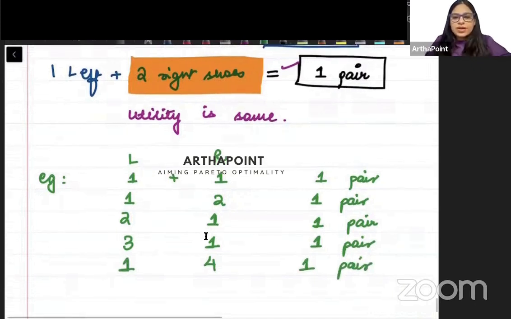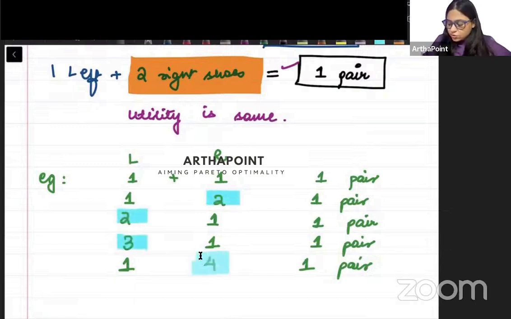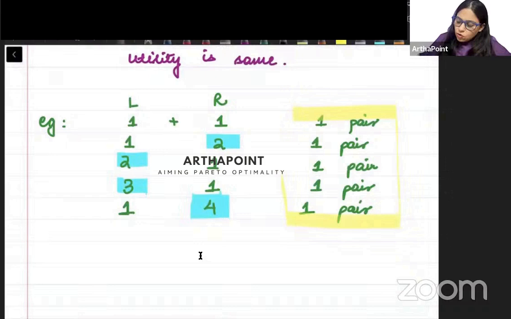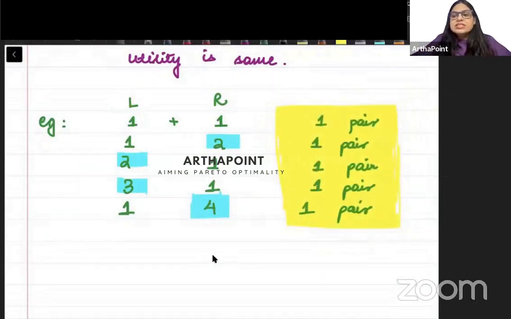Right? Are you getting it? So, adding only an extra right shoe or only a left shoe, without adding the other one, is going to give me the same level of satisfaction, because at the end of the day I just have one pair of the shoes, right? Such goods are called complementary goods.